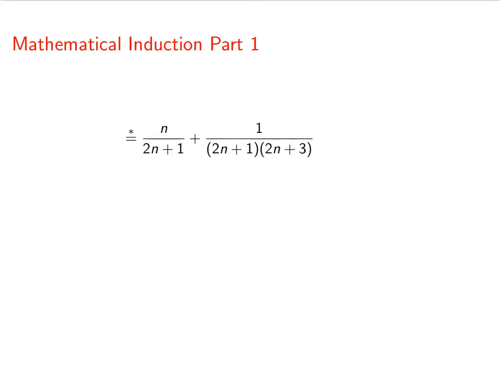Here comes the key step. We're going to replace that sum with n over 2n plus 1. Why can we do that? That's our inductive hypothesis. Our inductive hypothesis said that the sum, where k goes from 1 to n, of 1 over (2k minus 1)(2k plus 1), is equal to n over 2n plus 1. Now from here on out, it's just going to be some basic algebra.